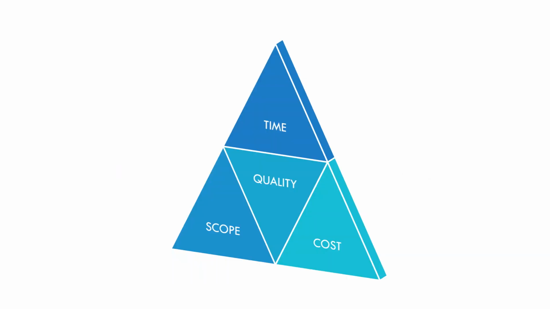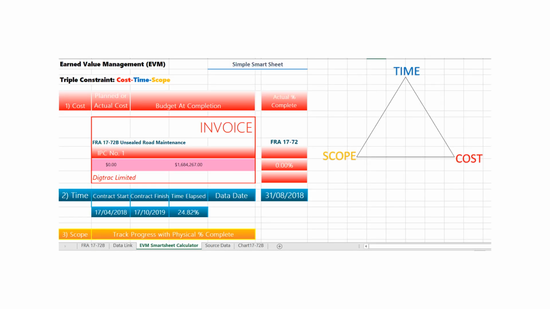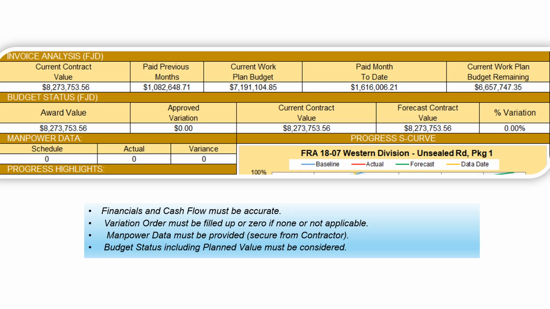We have the project management triangle: time, cost, scope, quality, and also we have the earned value management, EVM. This is a type of constraint: cost, time, scope. This is used for invoice and also for tracking progress.